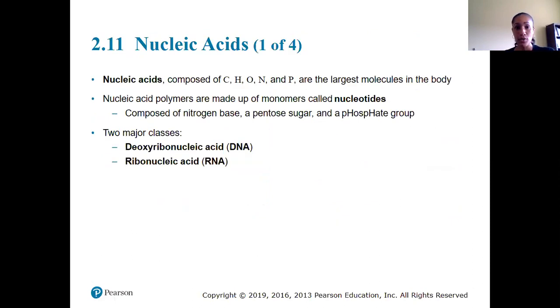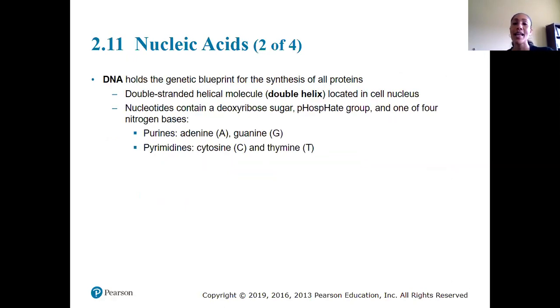Lastly, nucleic acids. So nucleic acids are the organic compounds that determine the function of the cell. A nucleic acid is a polymer that is made up of monomers called nucleotides. We have two major classes of nucleic acids, deoxyribonucleic acid, which we know as DNA, and ribonucleic acid, which we know as RNA. So DNA holds the blueprint for the synthesis of all proteins and essentially is going to provide the identity of that cell.